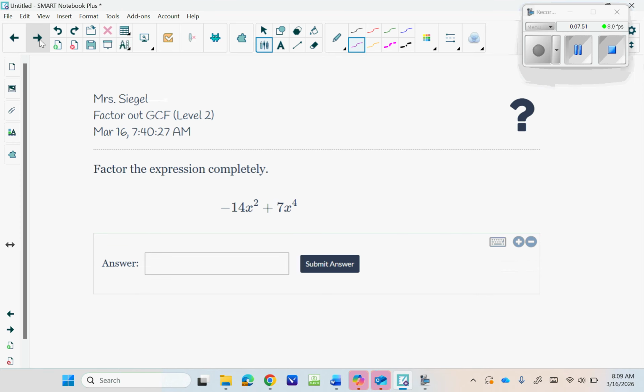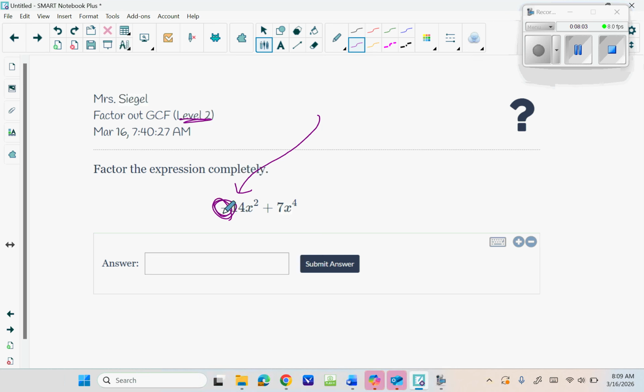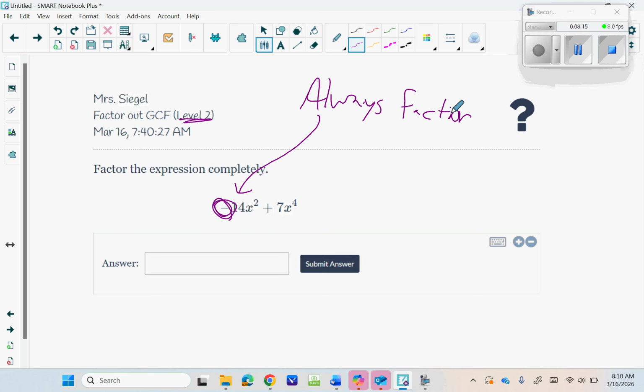Oh, no, let's do, so we have a couple more. These are level 2, so they kind of step it up a little bit. Okay, something else that is hugely important. Do you see how this negative starts out the equation? Anytime you have a negative starting out, you always factor it out. Always factor that out. That's a big deal. Anytime you start out with a negative, you always factor it out.